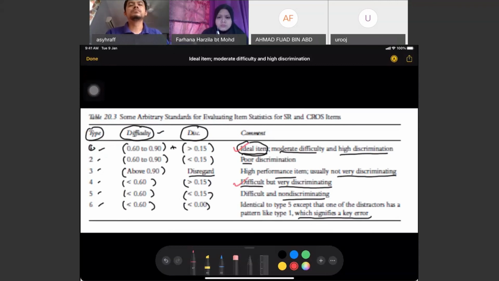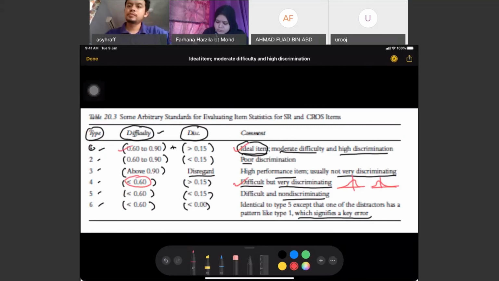For type 4, he says the more type 4 items we keep in the exam, the higher the reliability, but the results will be skewed, because it's difficult, skewed towards lower marks. However, it is very discriminating, and you will expect those who score in the exam to be the good ones. And this is ideal.